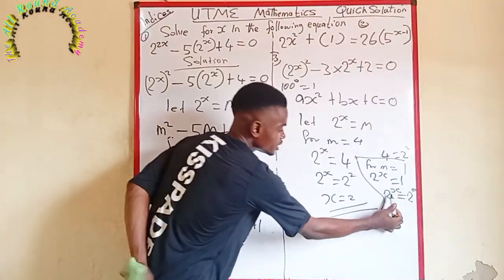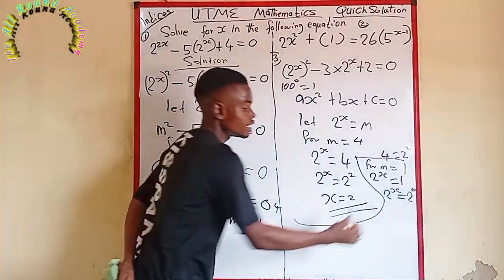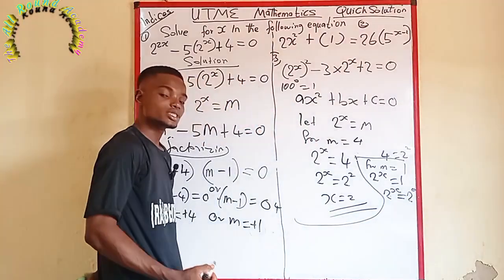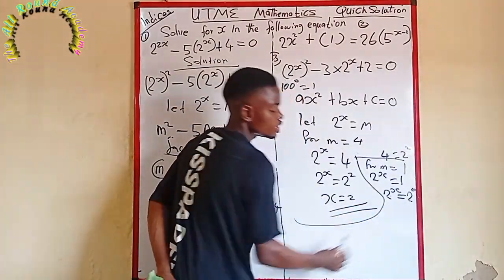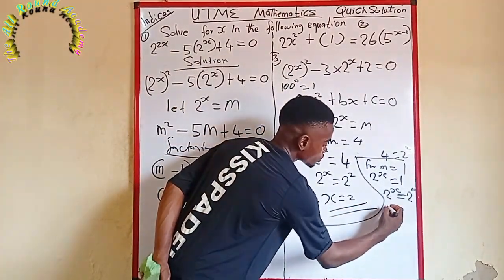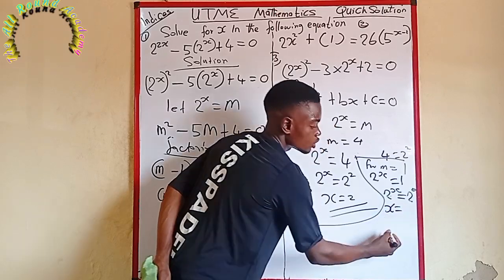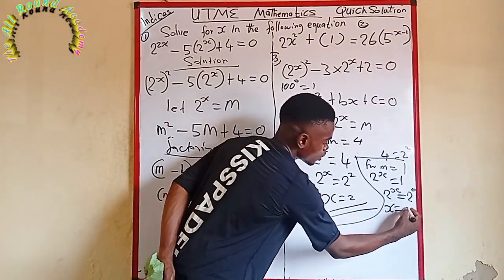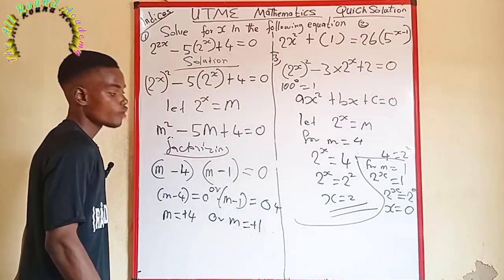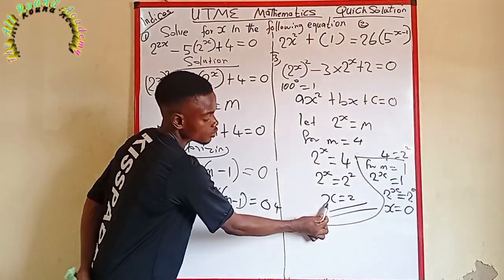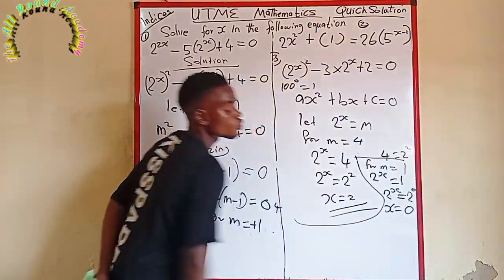This one. Now that their base is the same thing, the powers are also going to be the same thing. So 2 is the same thing. It means that the powers, which is S, are going to be equal to each other, which is S equals 0. Now, our final answer is that S equals 2, and S equals 0.